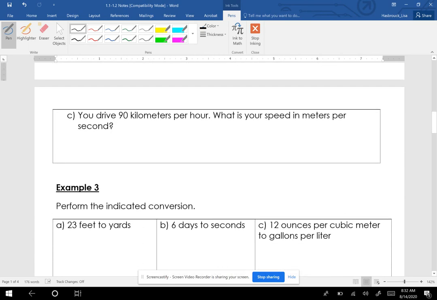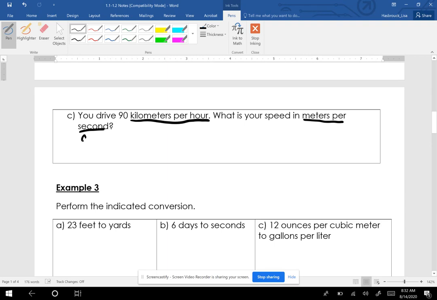All right, part C, you drive 90 kilometers per hour. What is your speed in meters per second? So this one's a little more complicated. We're trying to convert our speed to meters per second. We start in kilometers per hour, so we're going to need some conversion rates here.